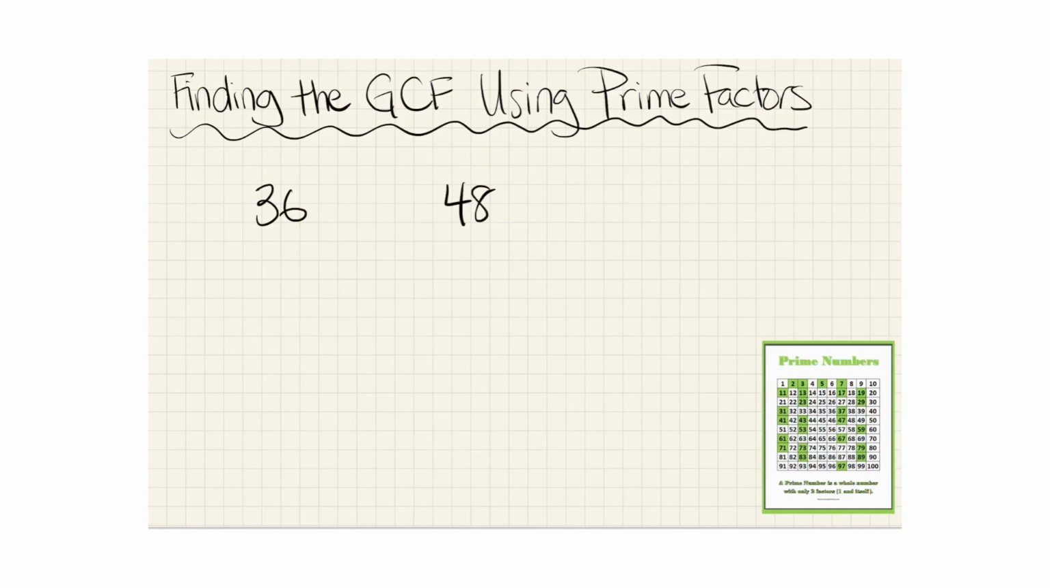Everyone, so today we're going to talk about finding the greatest common factor of numbers. We're going to use our prime factors we've been talking about. We're going to start with a pair of numbers. We have 36 and 48. And the first step to finding the greatest common factor is to just find those prime factors.